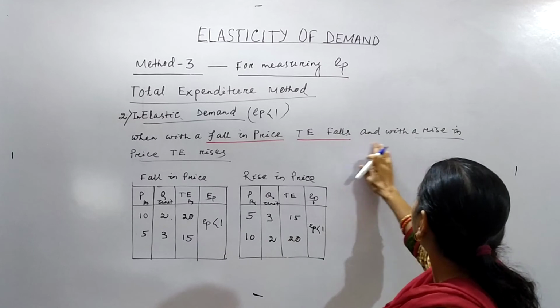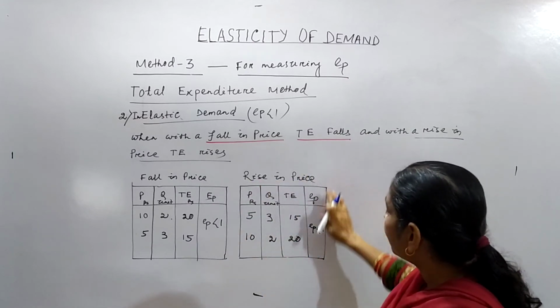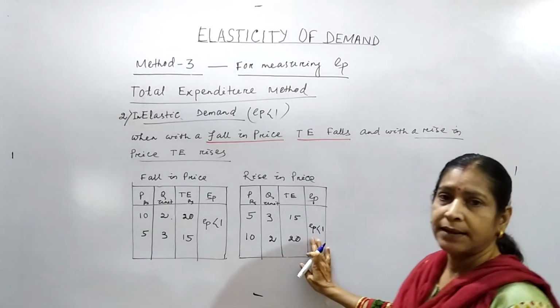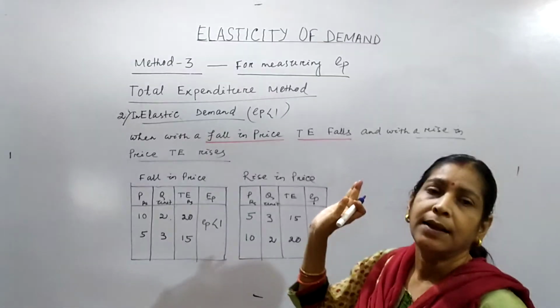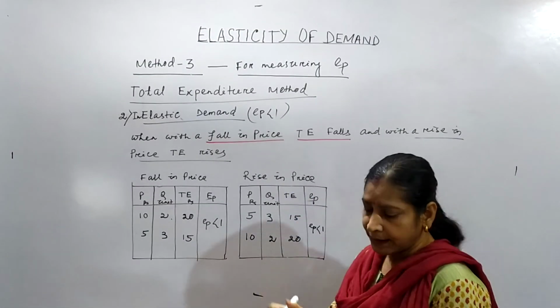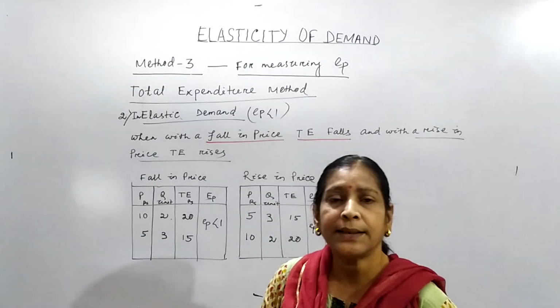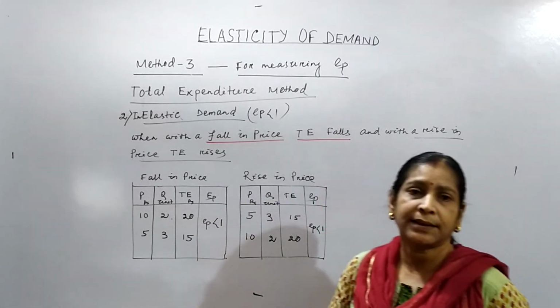In this case, with a rise in price, price rise हुआ, total expenditure भी rise हुआ. What do we see here? There is a direct relationship between price and quantity demanded, the price and total expenditure. In your question, where you will see a direct relationship between price and quantity demand, price and total expenditure.